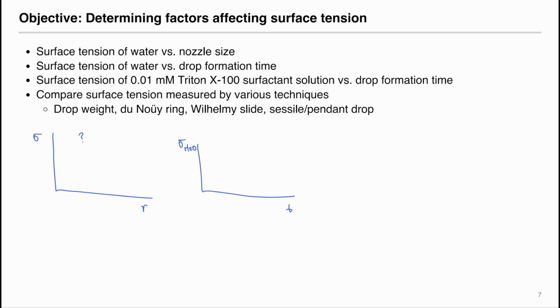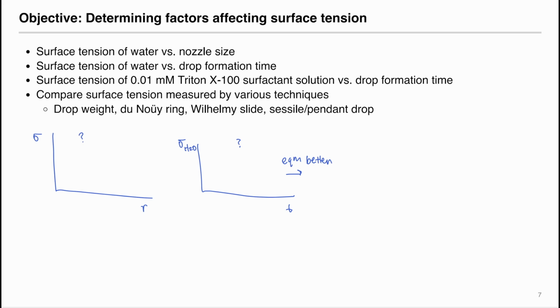And the second objective, we have surface tension of water versus drop formation time t. So if we wait longer, allowing it to establish equilibrium better, how does it change the surface tension measurement? We have to know that it is the apparent value of surface tension of water. So the measured surface tension value is not the actual surface tension, because as a thermodynamic property, the actual surface tension does not depend on the measurement method.